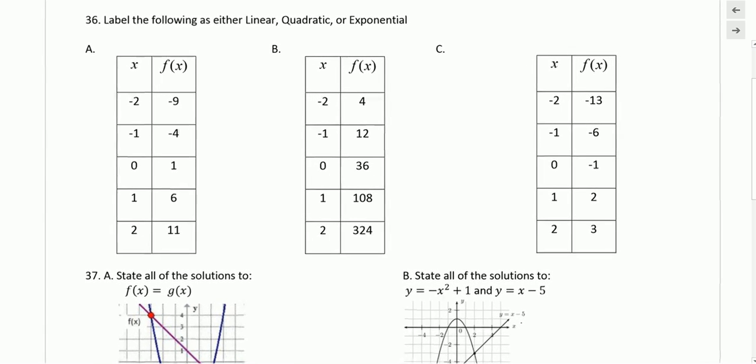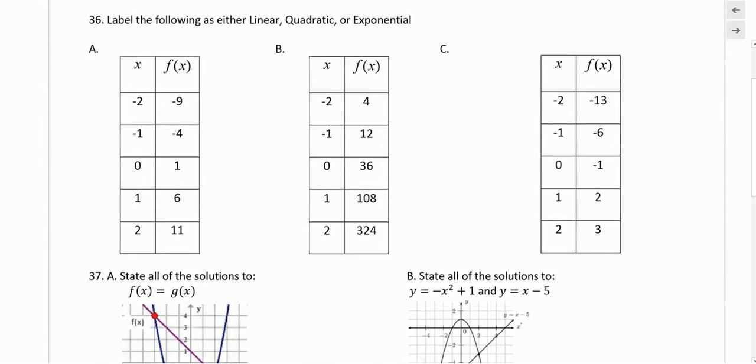We're to label each as either linear, quadratic, or exponential. We're going to skip this part for right now, and we're going to learn this after the test.